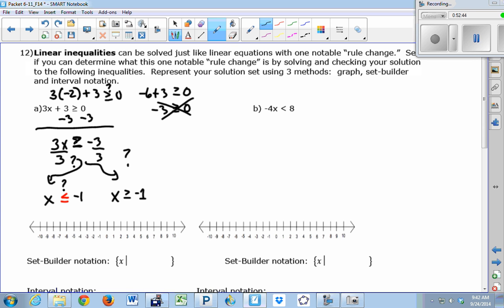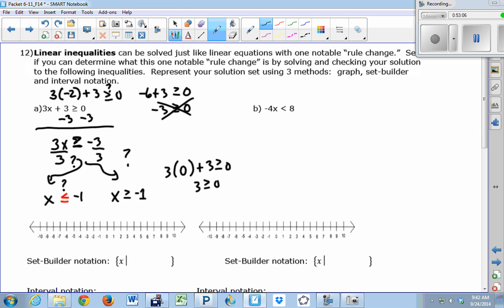Well, let's still check out the other one. How about x greater than or equal to negative 1? Give me a nice number greater than negative 1. Even nicer. That's easier to work. 0, that's really easy to work with. Is 3 greater than or equal to 0? Okay, so it's not when you divide.